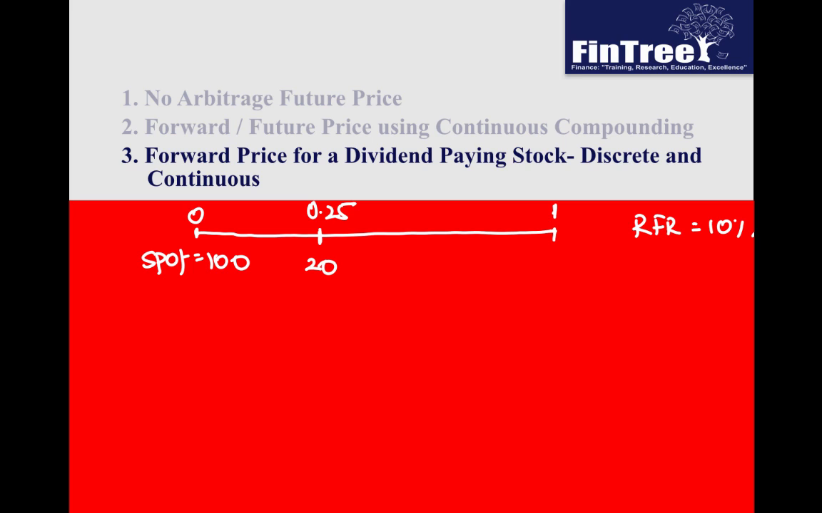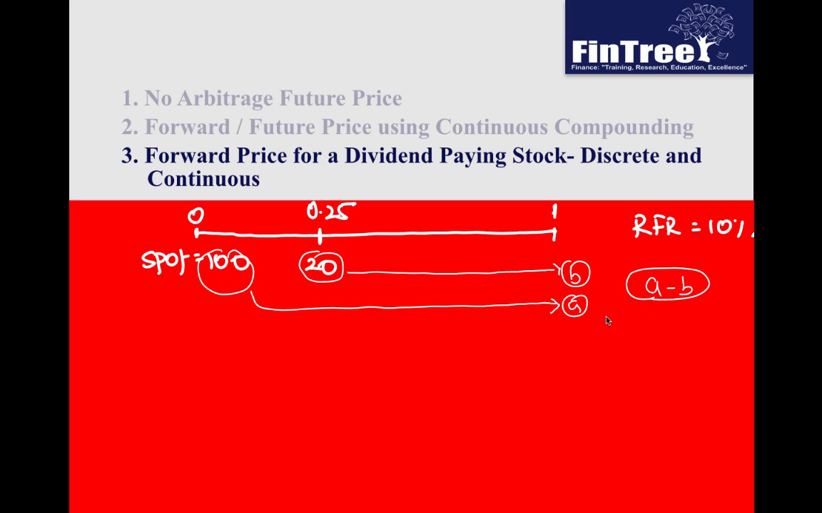Now there are two ways in which we can achieve this. First, we can take this 100 forward for 1 year, and let's call this A. Second, we will take this 20 forward for 0.75 years, and we will call this B, and your final answer would be A minus B. So this is one way to achieve the answer. 100 taken forward for 1 year means A in this example is going to be 110.